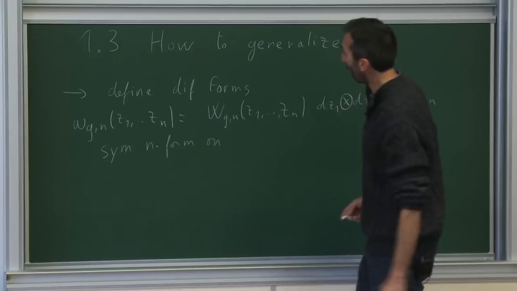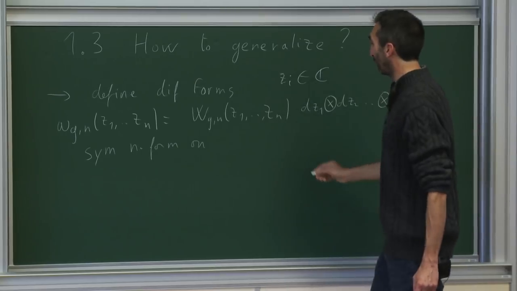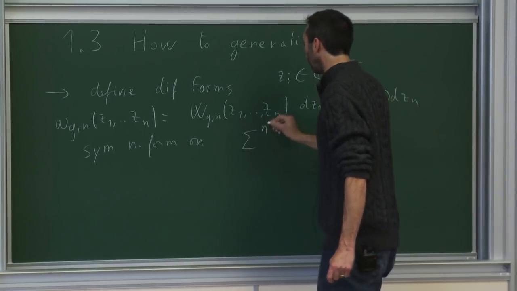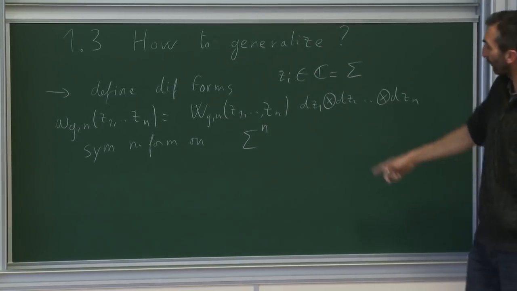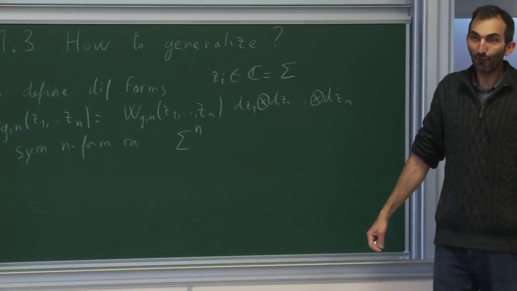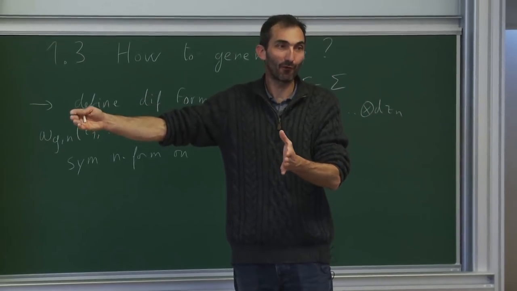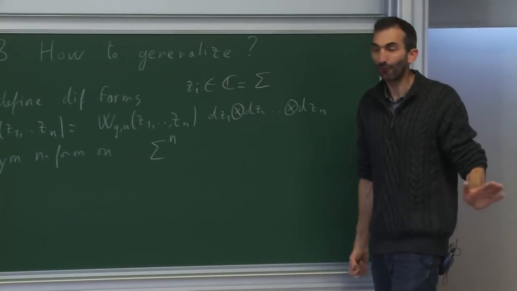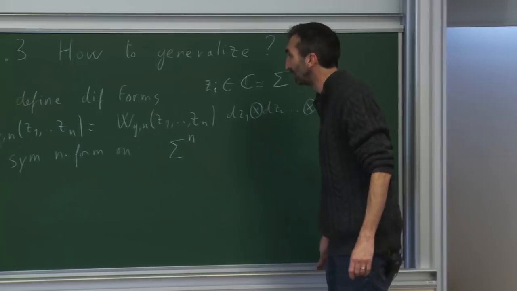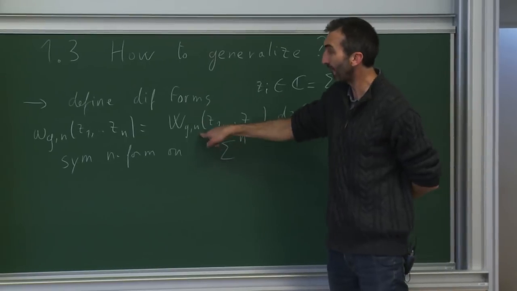on a surface which will be, so here the z_i are just complex numbers, so it will just be on, and that I will call sigma, so on sigma to the n. So it's a tensor product, meaning that it's a one form in the first variable whose coefficients are one forms in the second variable, and so on. So it's just a tensor product. It's not the exterior product. And it's symmetric. So first we turn the W_{g,n} into differential forms.